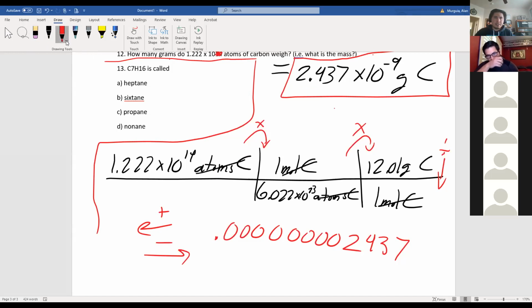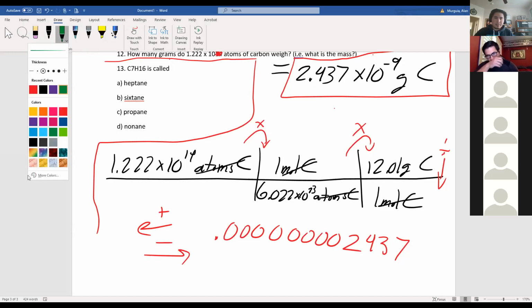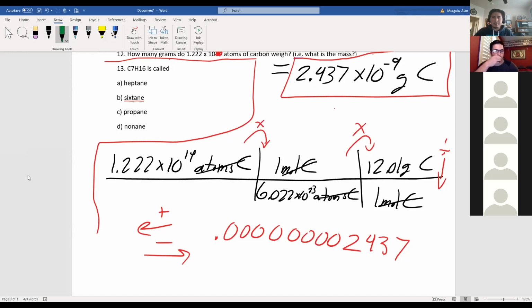If this came out of my calculator, for example, and I want to put it in scientific notation, I count the spaces, moving it 1, 2, 3, 4, 5, 6, 7, 8, 9, until I get a number between 1 and 9.9. In this case, it's 2.437. Then my exponent, since I moved it to the right 9 spaces, is times 10 to the power of negative 9. Does that make sense? Does that help answer your question? Yes, it did. Thank you.